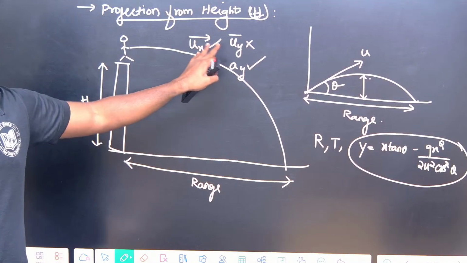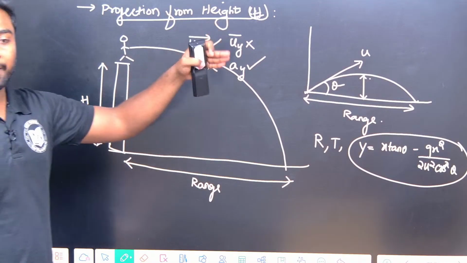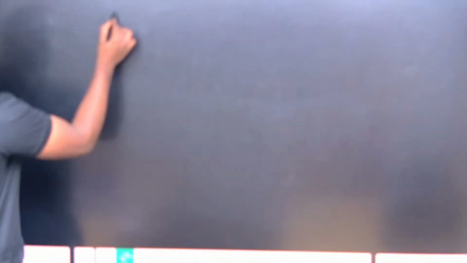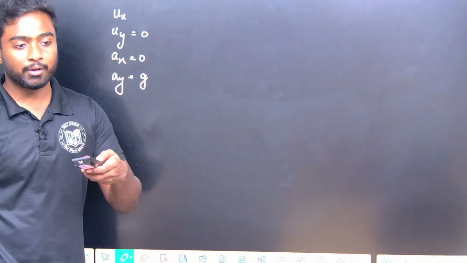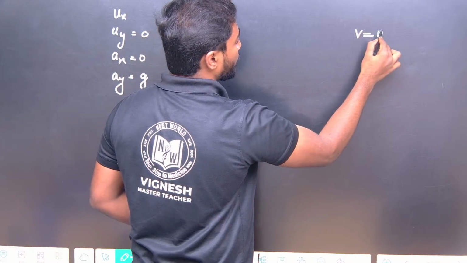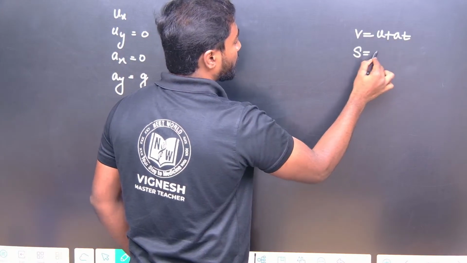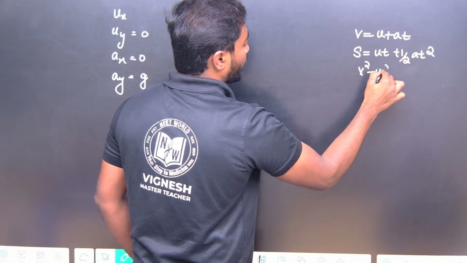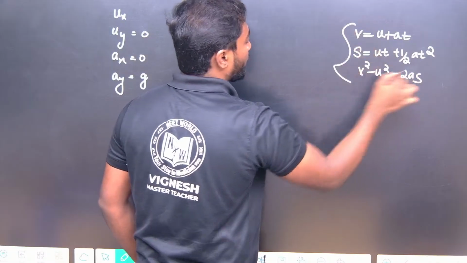Now we will go for the kinematic equations. We will take them separately for vertical and separately for horizontal. So ux is there, uy is equal to 0, and ax is equal to 0, ay is equal to g, positive g. Okay, positive g only, it's coming towards down only. Now the kinematic equations: v is equal to u plus at, s is equal to ut plus half at square, v square minus u square is equal to 2as. These are the equations.